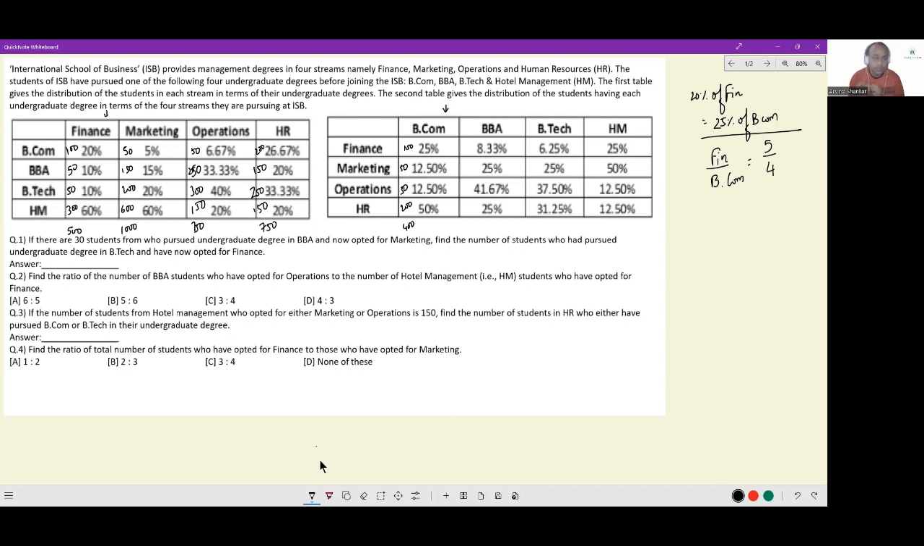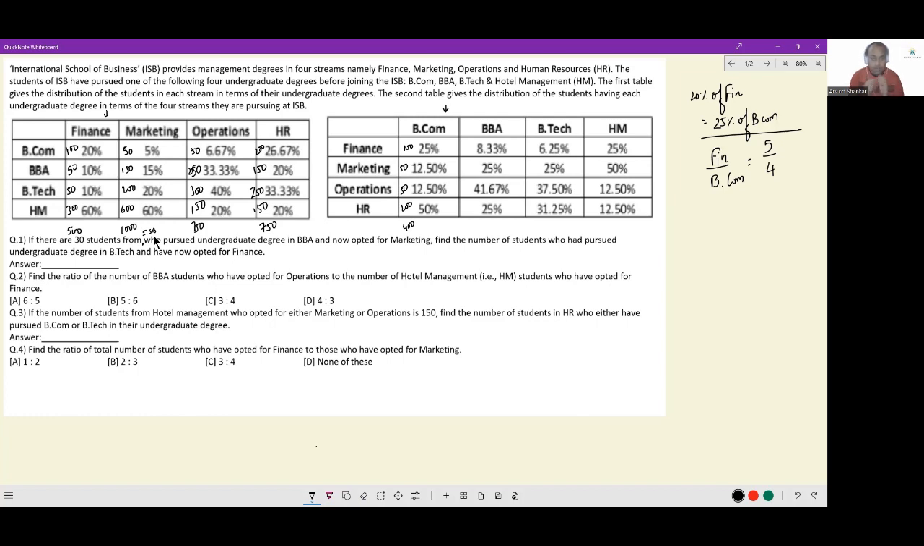Let us go. Now, question 1. We can actually solve the questions now. If there are 30 students from ISB, I think this should be ISB, who pursued undergraduate degree in BBA and now opted for marketing.